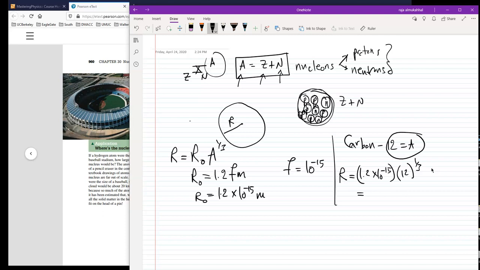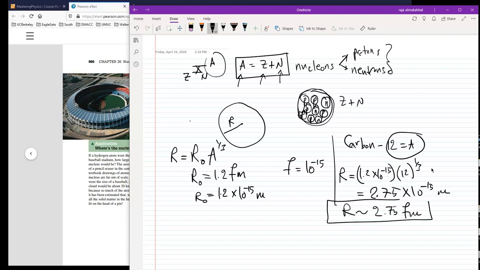Answer, if I did it correctly, the radius of the nucleus of the carbon is 2.75 times 10 to the negative 15 meters, which is basically 2.75 femtometer. You got that? That's the average. This is the average radius, approximately, nothing precise here. Of course, we talk about also the diameter of it.